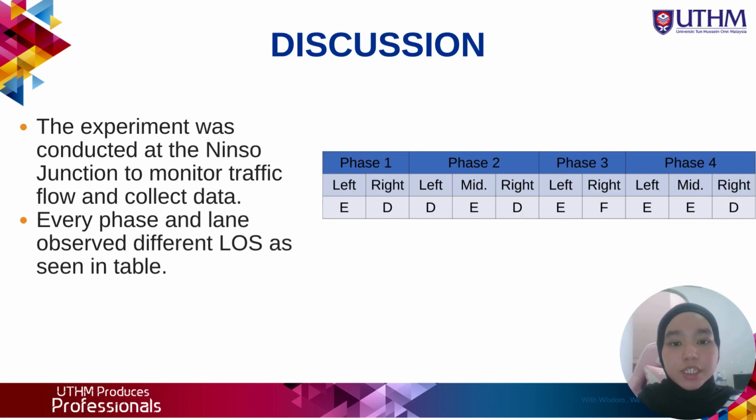My name is Nur Shahira binti Mahyudin and I will continue the presentation with the discussion. So the experiment was conducted at the Nisu junction to monitor traffic flow and collect data, and every phase and lane observed different LOS as seen in the table. So most of the phases are D and E.